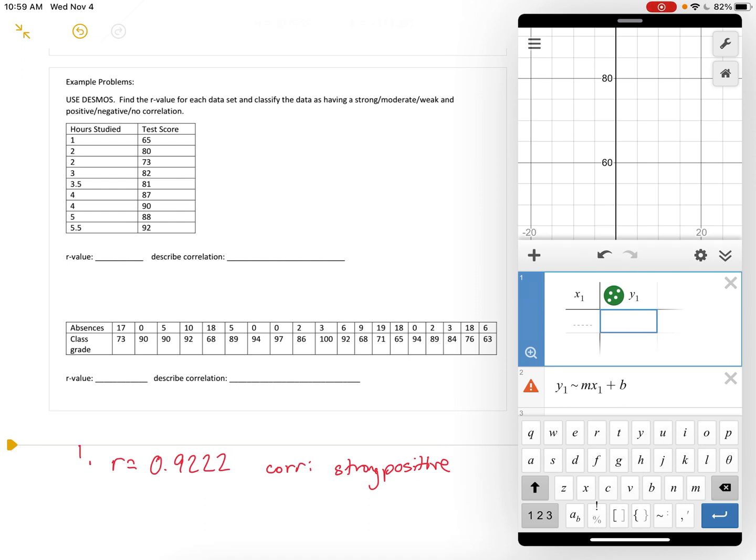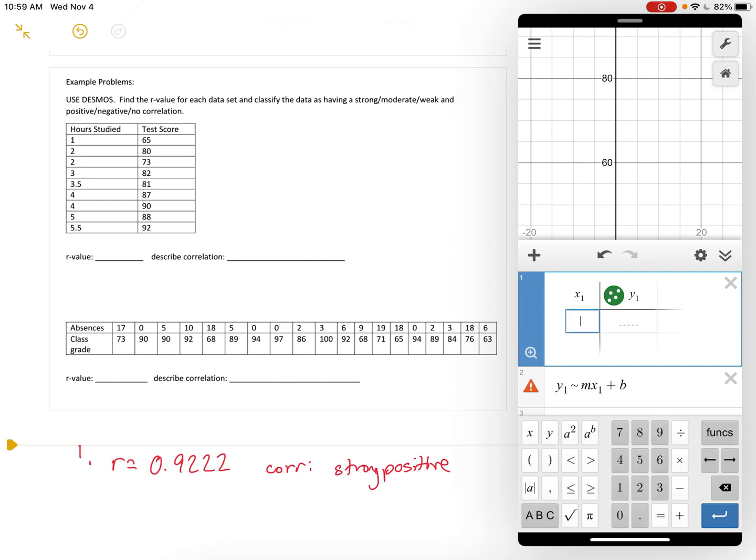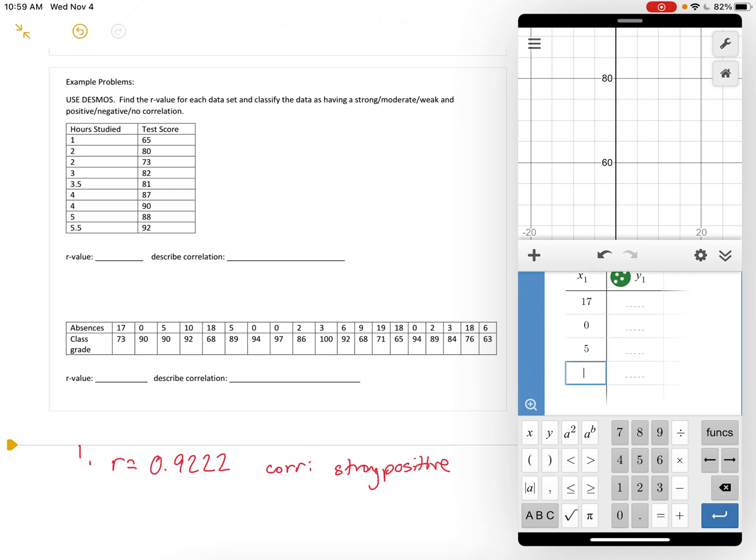This table looks kind of sideways. Whenever you see a sideways table, the top row is your x's, your bottom row is your y's. So what we've got going on here is absences as x's. So I'm going to start typing those in. Again, I like to do my x's all at once, but you can do things in whatever order makes sense to you. Notice that sometimes Desmos gives you suggested numbers. If it gives you a number you don't like, just keep typing and ignore it and it will go away.